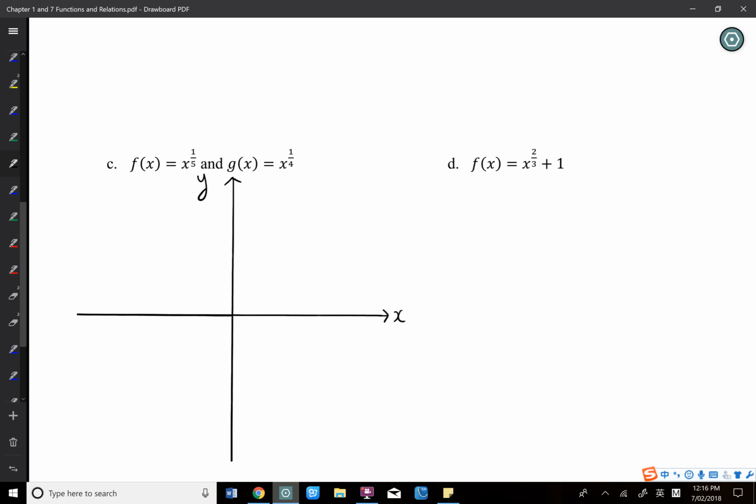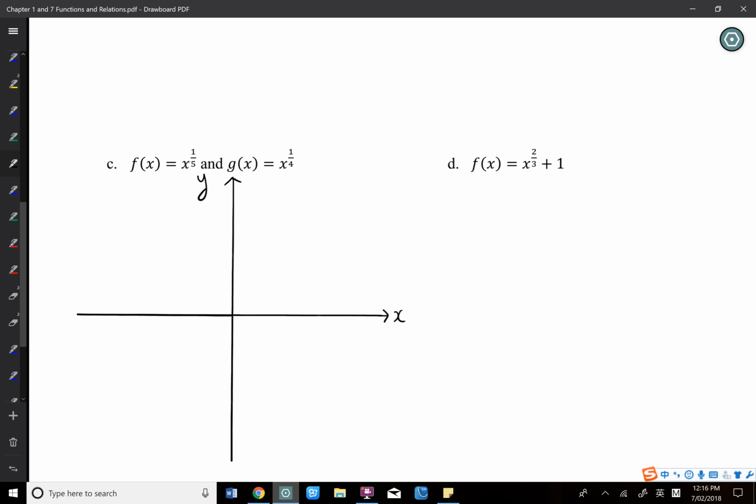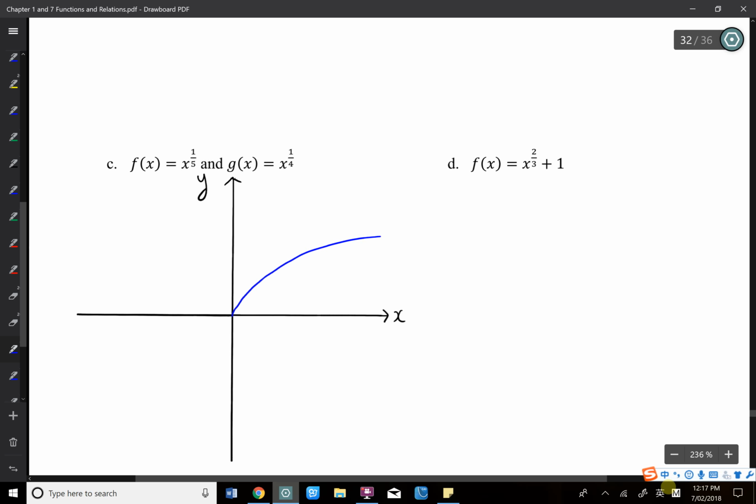First of all, if I put a positive in, I get a positive. If I put a negative in, I get a negative. So it will be in the first and third quadrant. And it's a flatter graph. So the graph looks roughly like that. That's f(x).